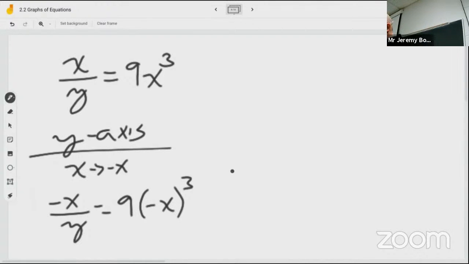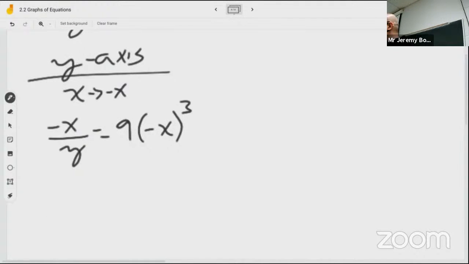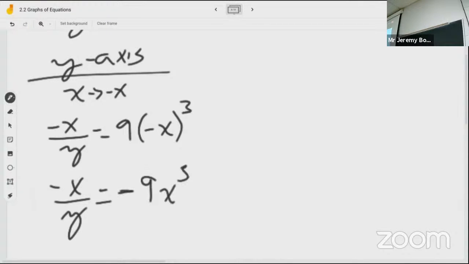So look how things are going to happen here. Left-hand side, can't do anything with it right now. Let's simplify the right-hand side first. Let's rewrite negative x over y equals 9 times negative x to the third. Remember that we can rewrite the negative x raised to the third as just negative x to the third. So this is going to become negative 9x to the third. All right. Any questions on that? How I'm getting the negative 9. Everybody understands it? Okay.